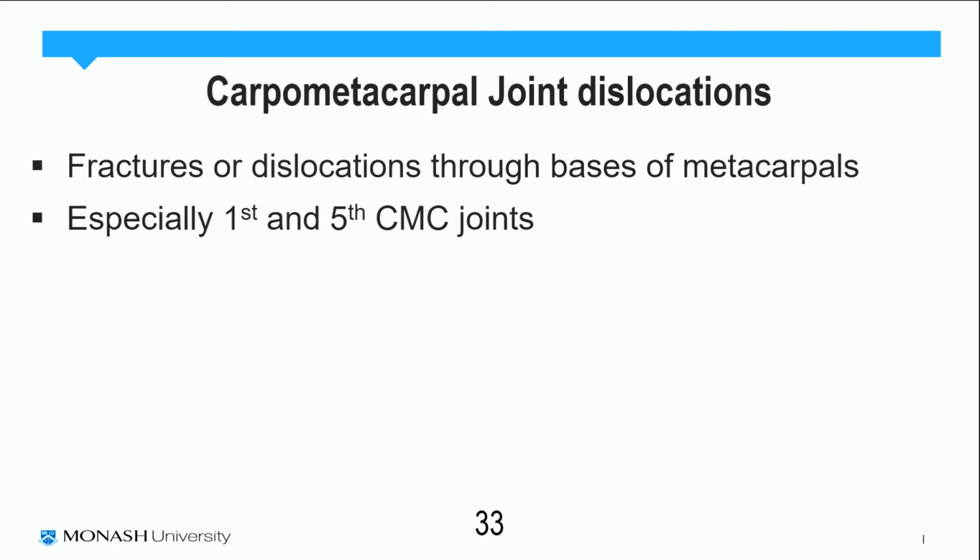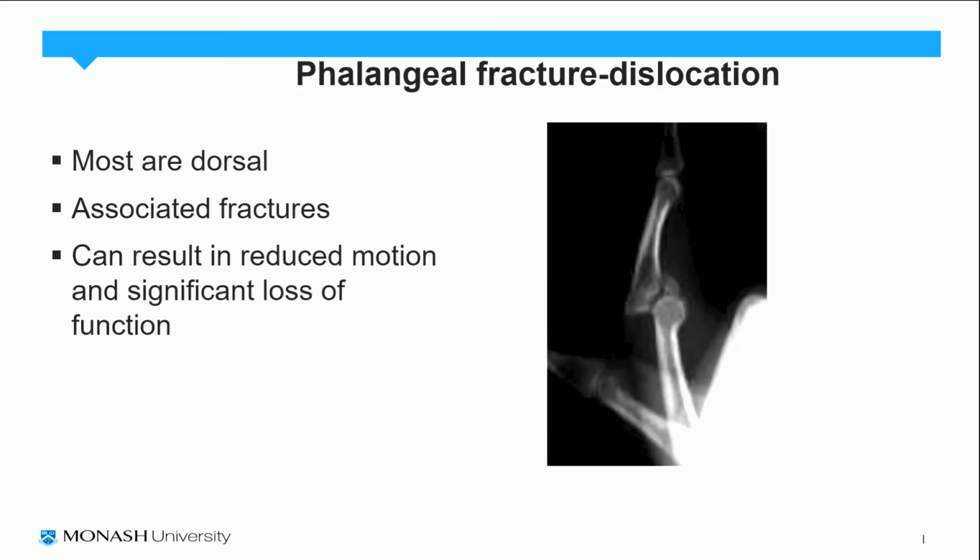Carpometacarpal joint dislocations can be the result of fractures through the bases of the metacarpals, and this involves especially the first and the fifth carpometacarpal joints. Phalangeal fracture dislocations tend to be mostly dorsal, so the dislocations are also associated with fractures. They can result in reduced motion or significant loss of function if not correctly diagnosed.